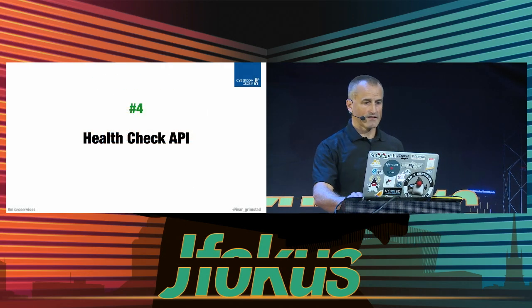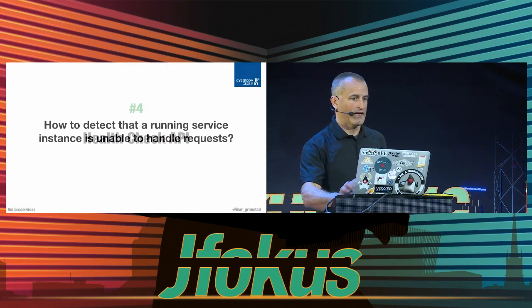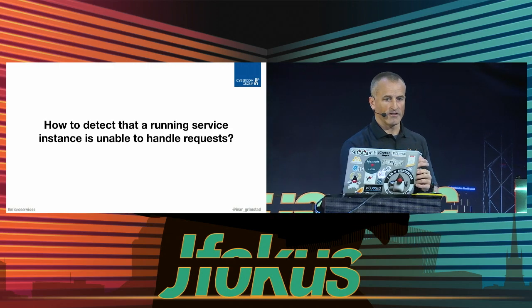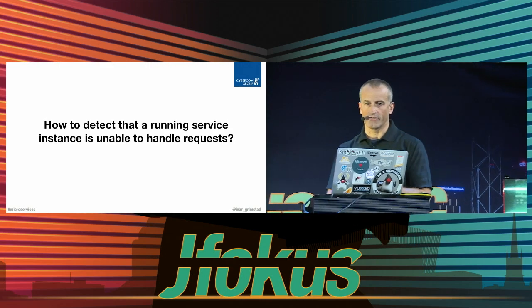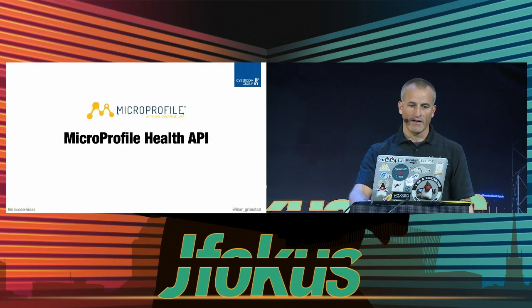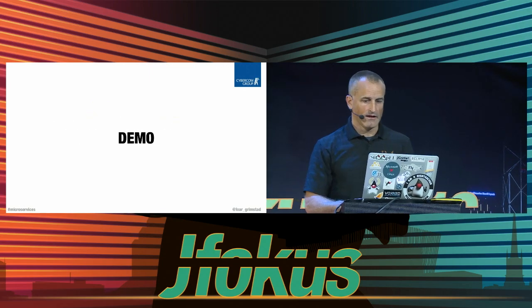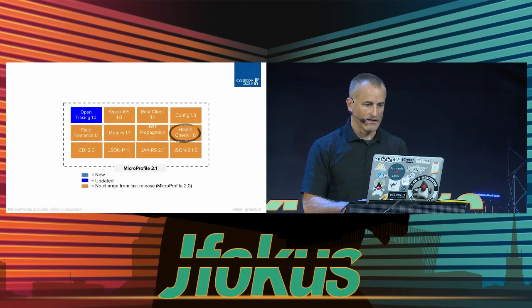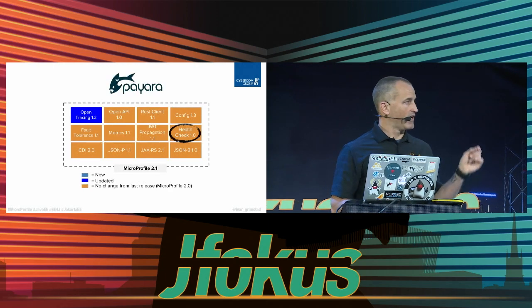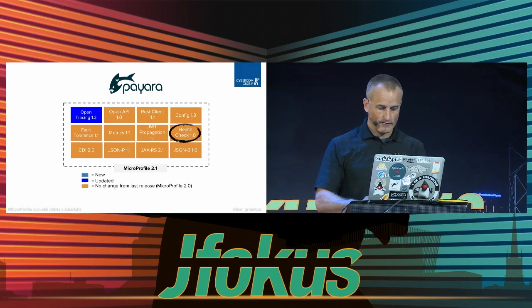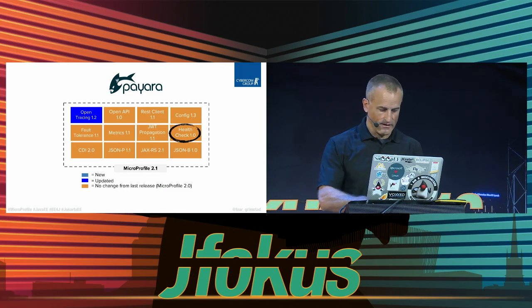So the next pattern is a health check API. And the problem statement there is how to detect a running service instance that is unable to handle requests. And luckily, we have the MicroProfile Health API to help us with that. And for this demo, I'm actually going to use Payara again. So let's hope it works this time. It's definitely me if it doesn't work.